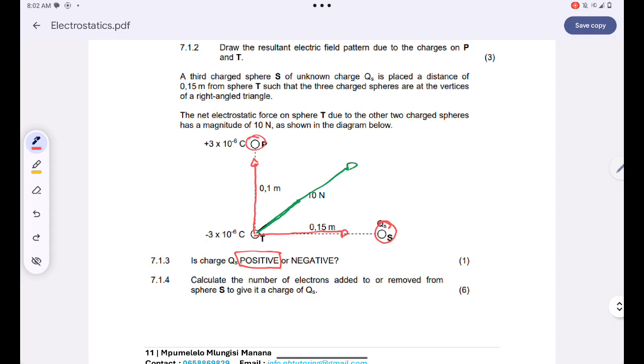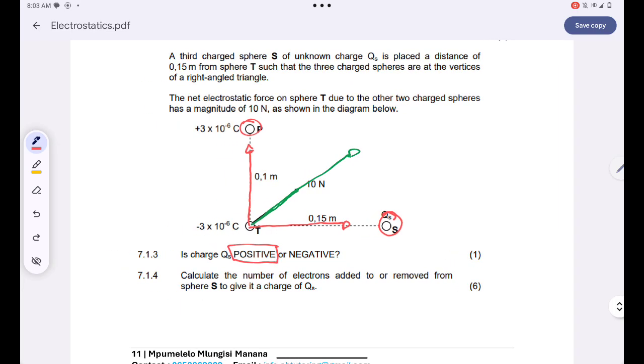Okay, and then now they want us to calculate the number of electrons added to or removed from sphere S to give it a charge QS. Firstly, you must calculate the charge on QS, né? And then go and calculate the number of electrons transferred. How can you do that?